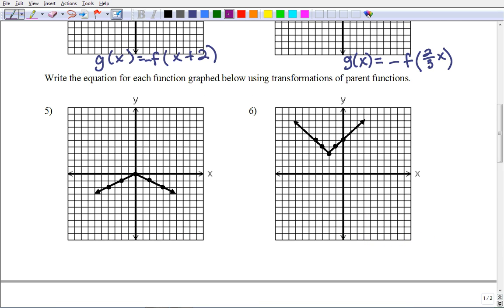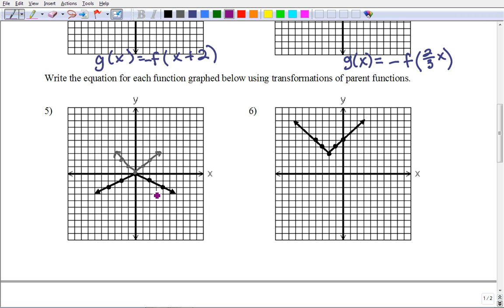Okay, so now for some slightly easier ones. These are clearly absolute value functions because they are the shape of a V. So remember that the parent function sits at 0, 0, 1, 1, 2, 2, and -1, 1, and -2, 2. So the original function looks like this. So we're going to be comparing our parent function to what we have now.